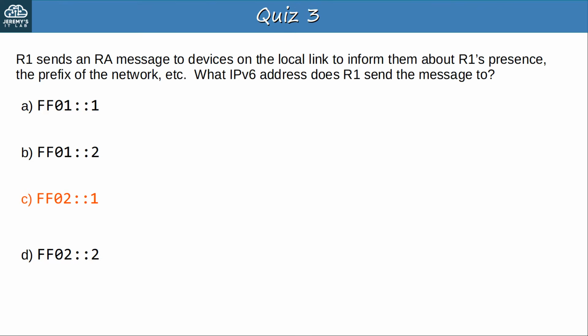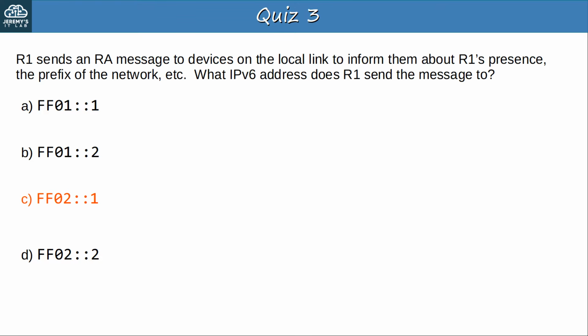The answer is C. FF02::1. IPv6 routers send RA, Router Advertisement, messages to inform all devices on the local link about the router's presence, as well as other information about the local network. To do this, the All Nodes Link Local Multicast address FF02::1 is used as the message's destination IP address.